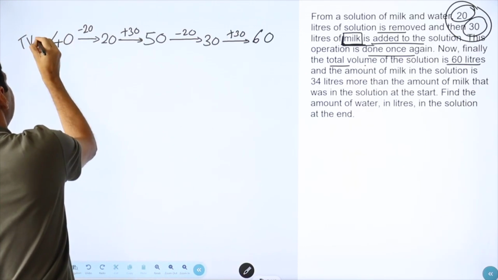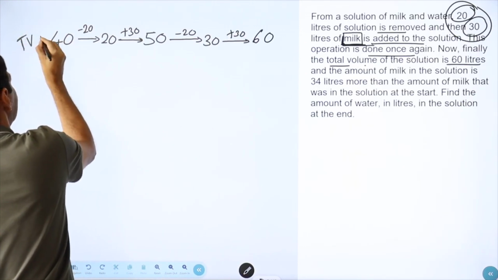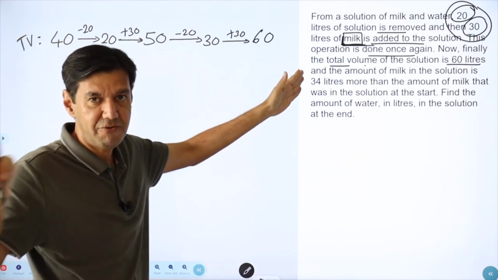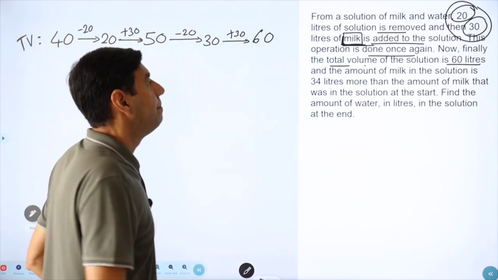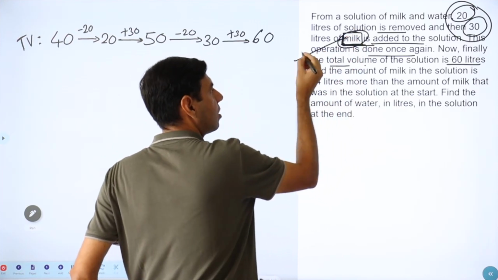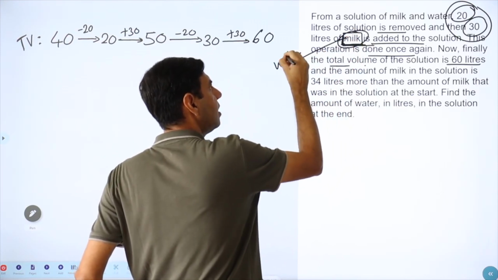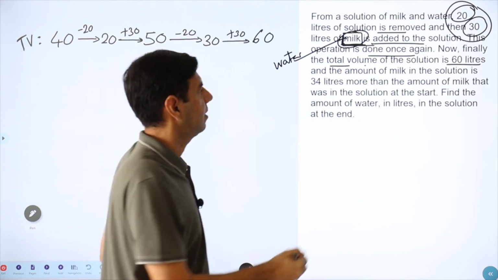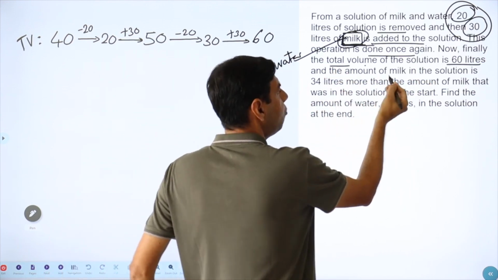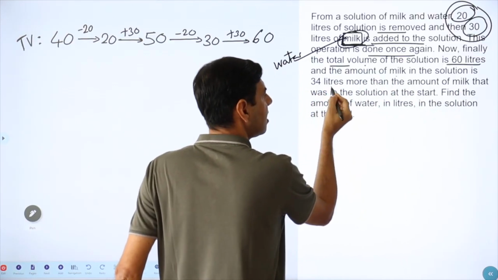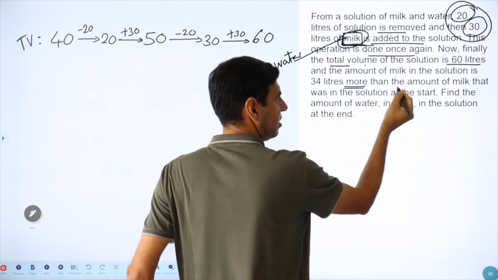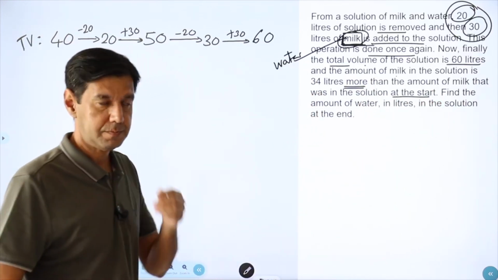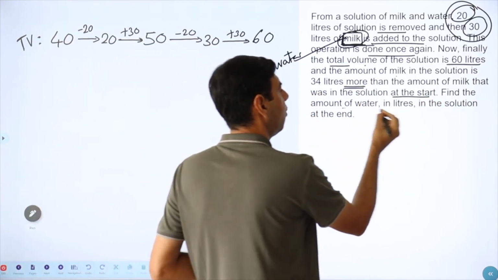You know this if you have learnt it, how to handle removal, replacement. This is a nice thing to have, this chain of what is happening to the total volume. Because we are going to work in water, and remember, water is the least change component. Let's read ahead, then we'll figure out how to work. And the amount of milk in the solution is 34 liters more than the amount of milk that was in the solution at the start. Find the amount of water in liters.